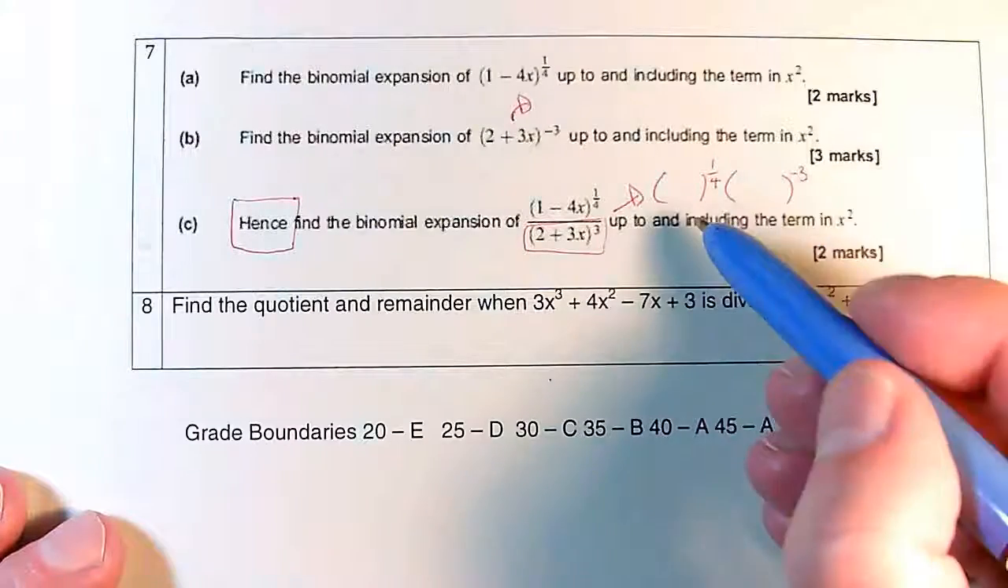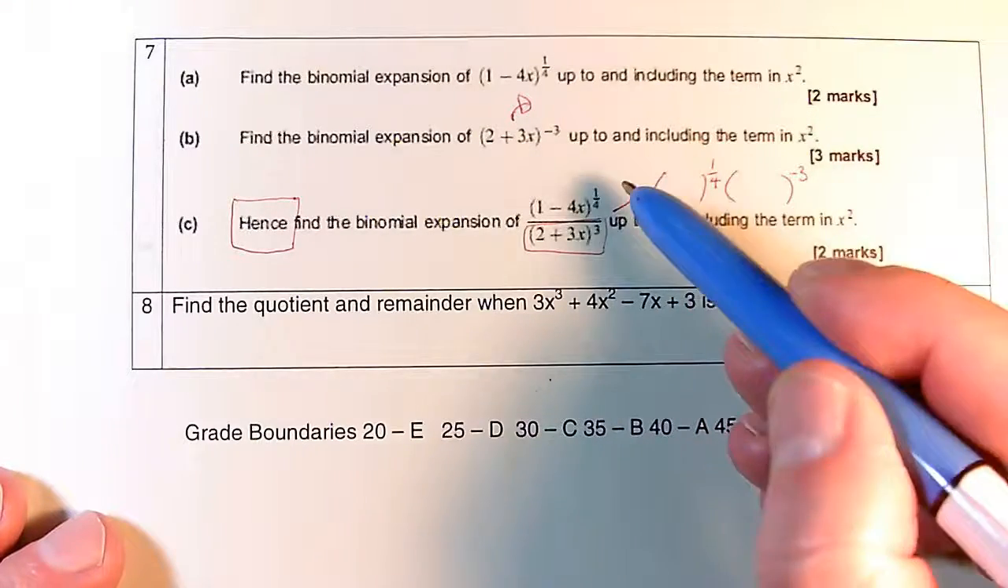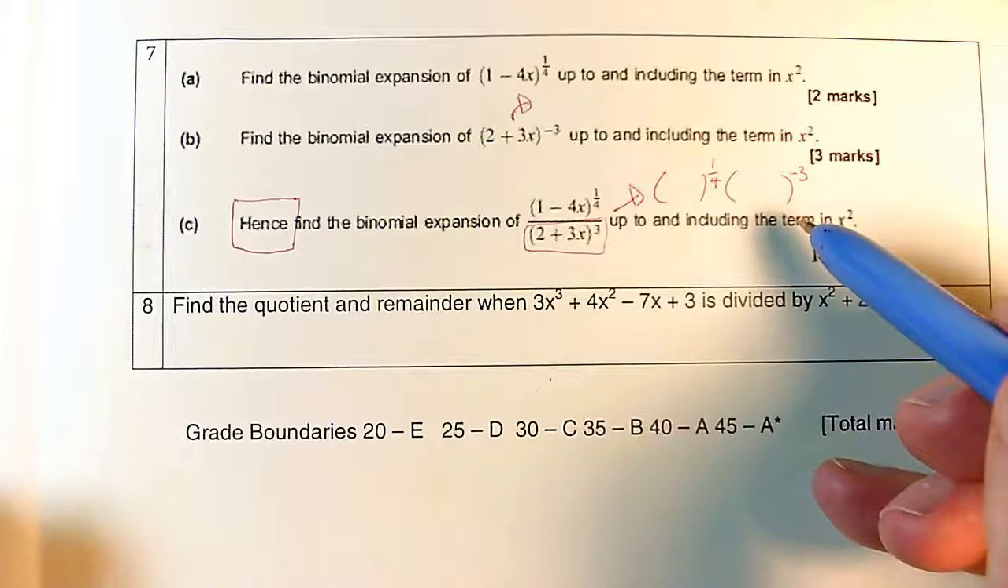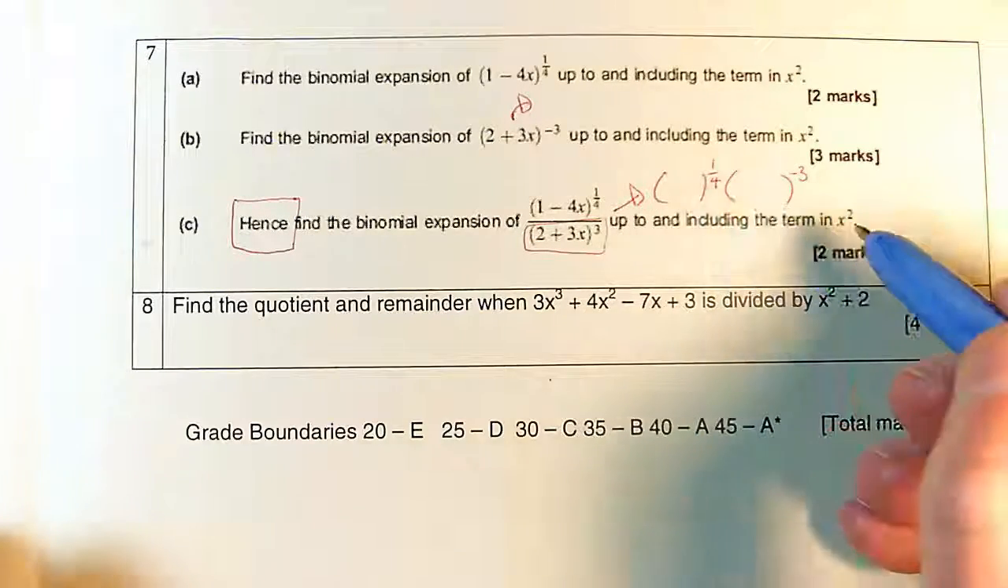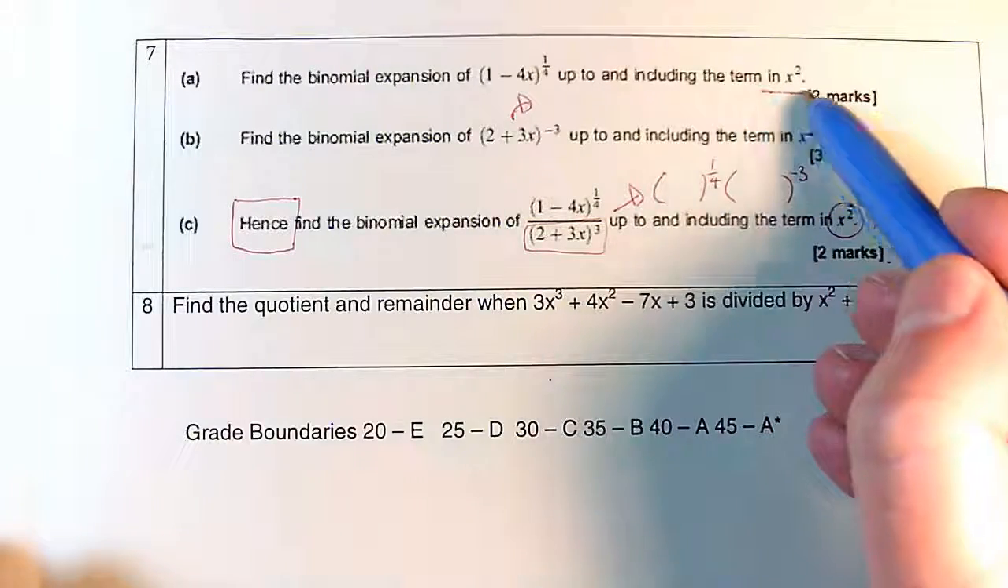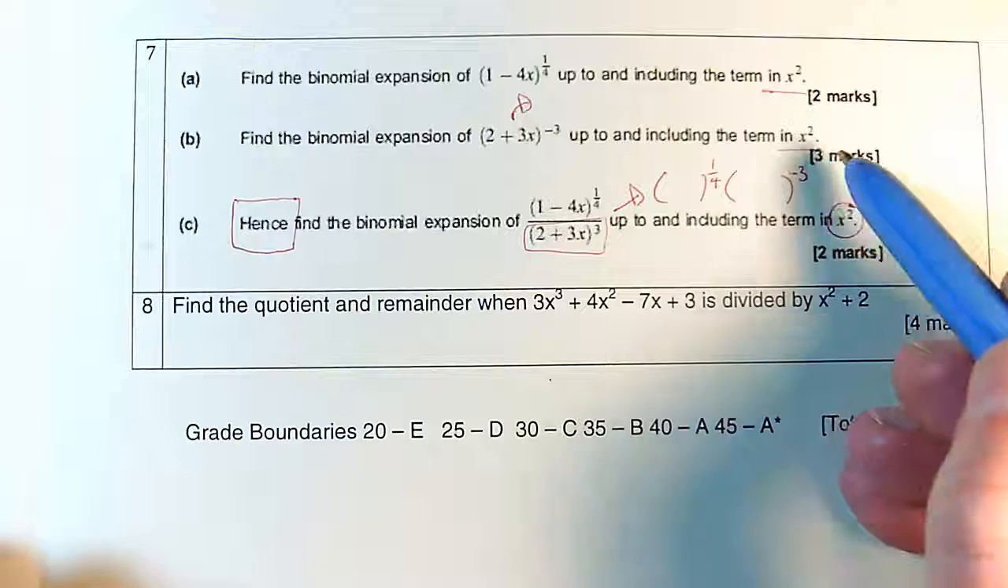And lo and behold, you've got your expansion to part A and your expansion to part B just being multiplied together. And you only need to keep multiplying until you get up to the terms in x squared. This expansion only goes up to x squared. This one only goes up to x squared.